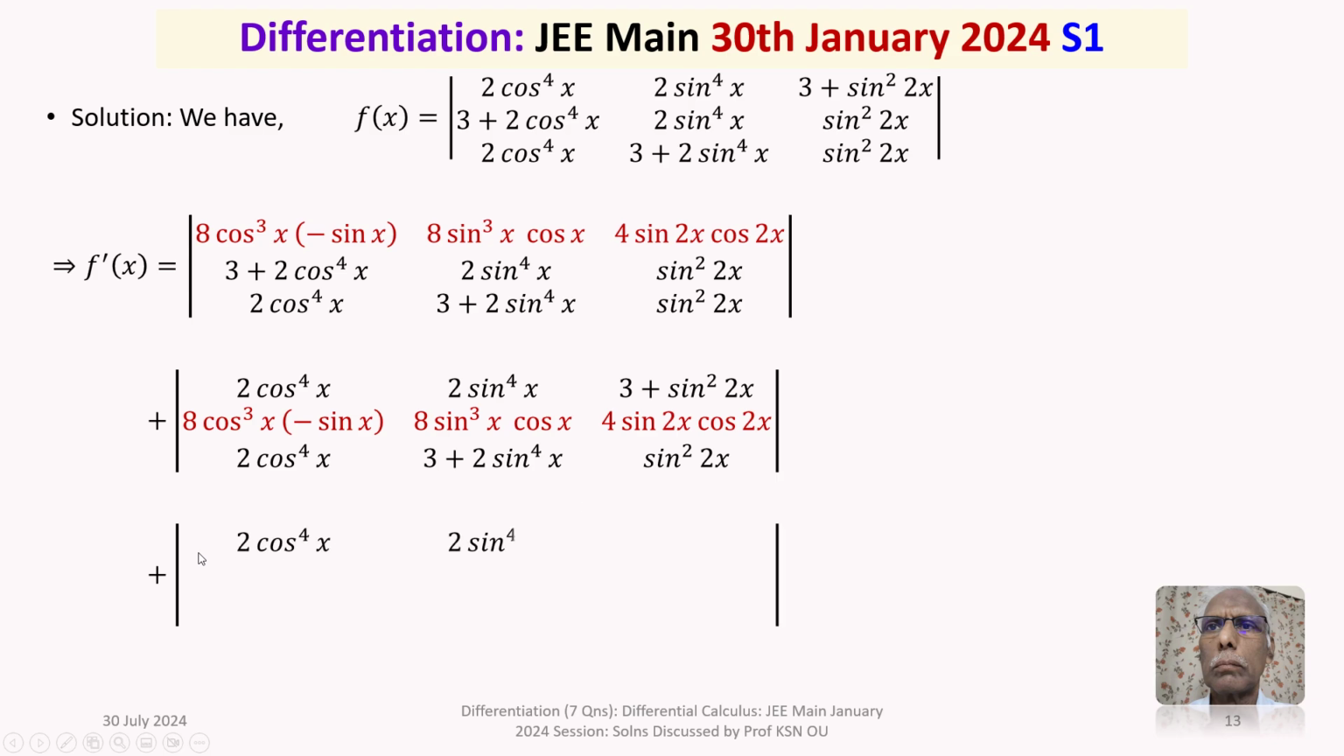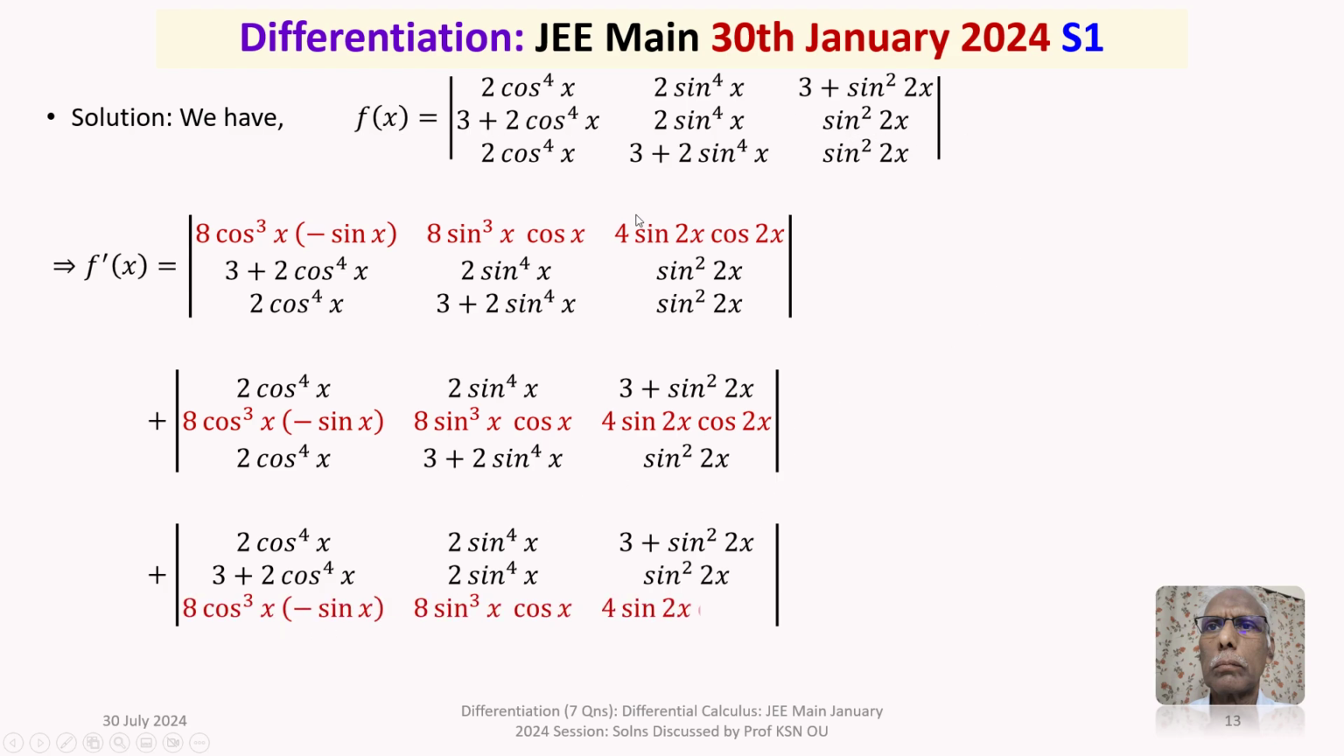Plus the third determinant, which is the same as the given determinant with the third row replaced by the derivatives of the entries of the given determinant. They are shown in red. Now what is it that we want? We want f prime 0, 1 by 5 times f prime 0 is the answer we want. So put x is equal to 0.